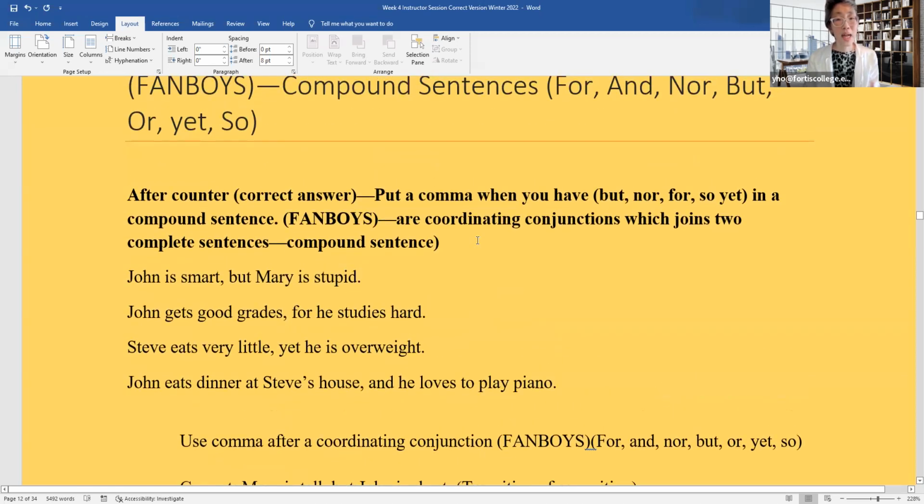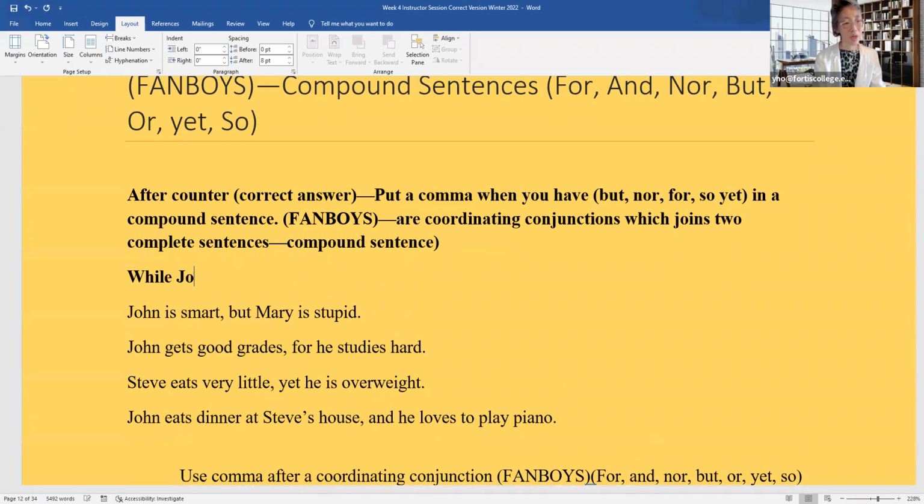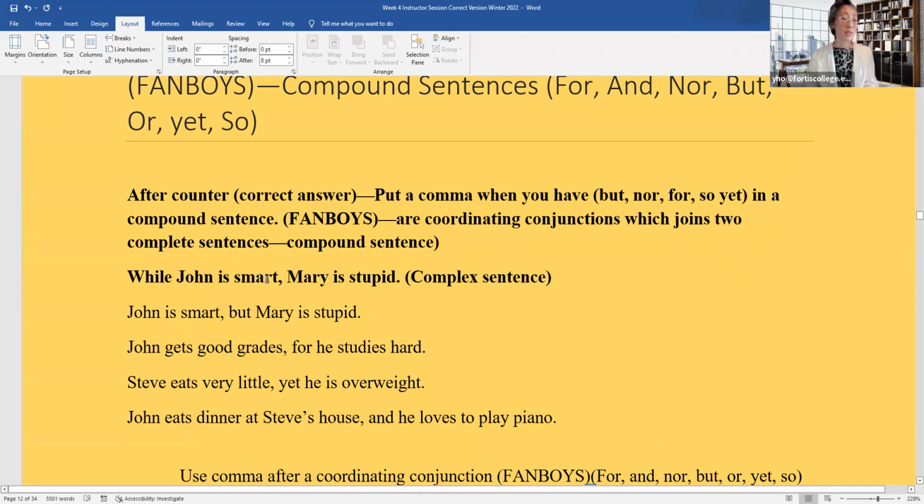And so what is the difference between a compound sentence and a complex sentence? That's for next time. But what makes these sentences different from the other sentences we just did? If I say, while John is smart, Mary is stupid. This would be the complex sentence we just did previously. That is, when you have a dependent clause at the beginning of a sentence, you have a comma, and then you put the dependent clause together with the independent clause, you have a complex sentence.